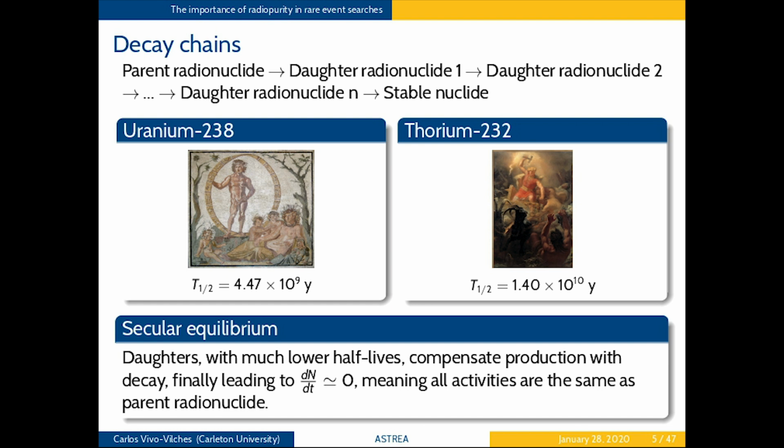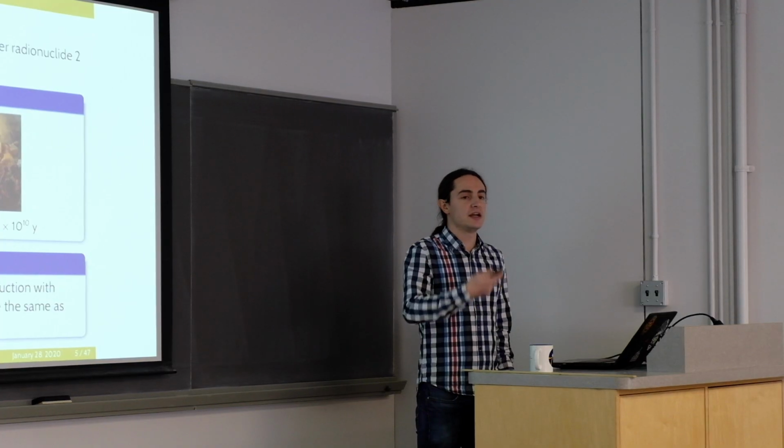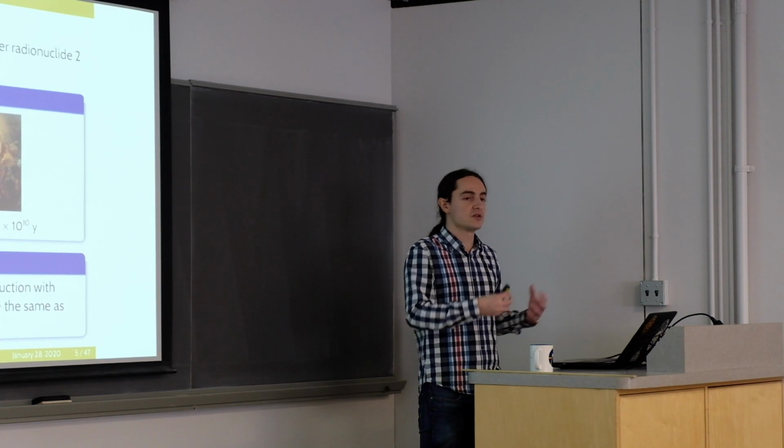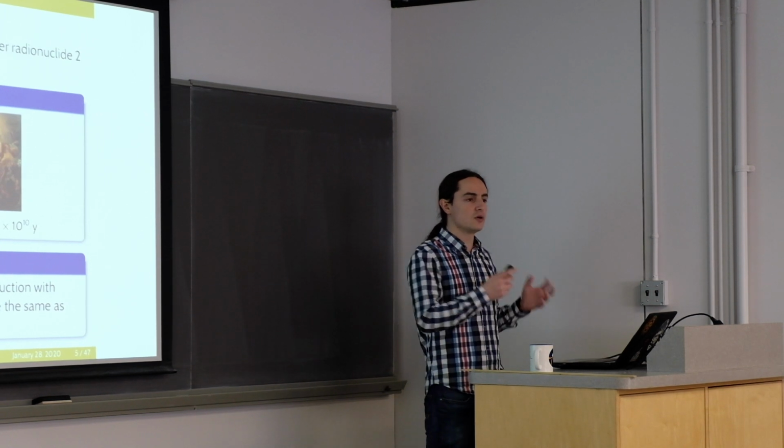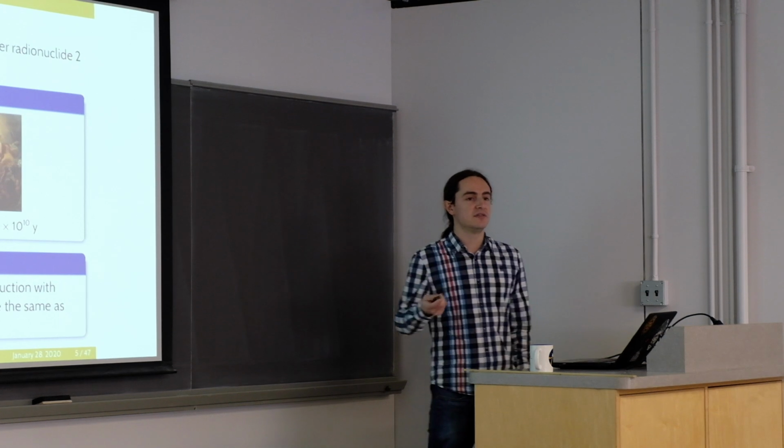It's important to know that in these decay chains, when enough time has passed, the production and the decay of the daughter radionuclides can reach an equilibrium. This is called secular equilibrium, where all the daughter radionuclides should have the same activity as the parent radionuclide.